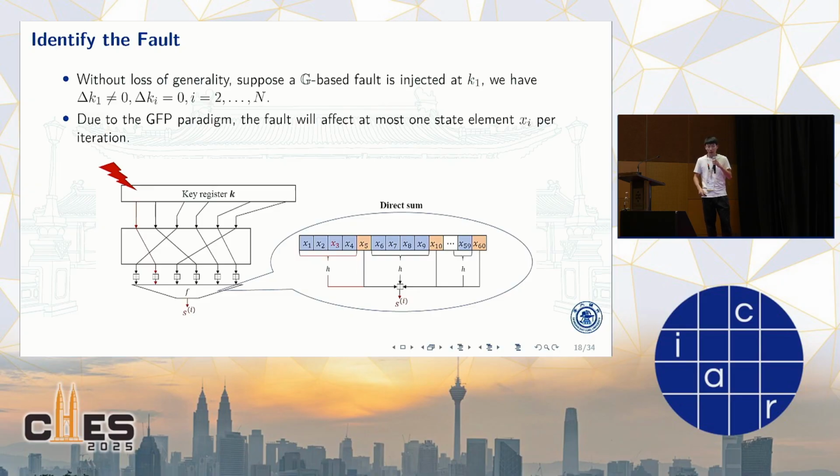Okay, I will give the details about how to identify the fault. First, let's see what a fault will affect. Without loss of generality, we can just suppose the fault is injected at K1. And due to the GFP paradigm, the fault will propagate to the state and affect at most 1 state x_i per iteration, like it will affect the input of H or just the linear variable, and finally propagate to the output key stream.